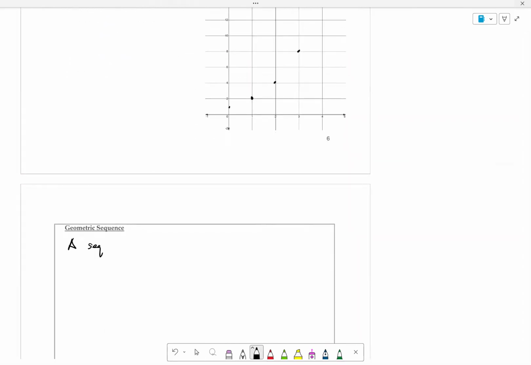I'll just write: a sequence that has a common ratio from term to term. I'm going to be adding more to this definition as we go, but that's really all you need to know. Have a common ratio. In other words, you multiply by the same thing each time.